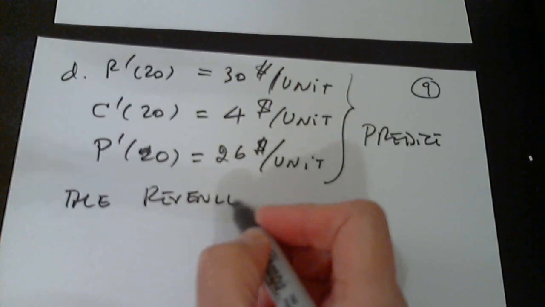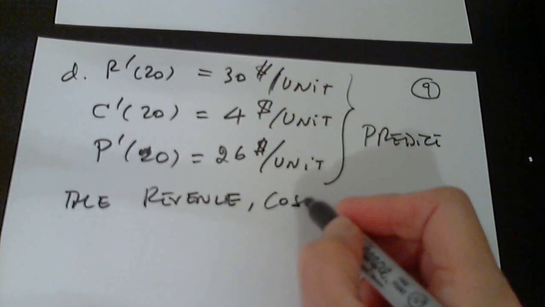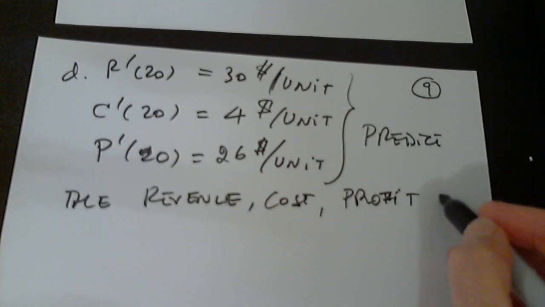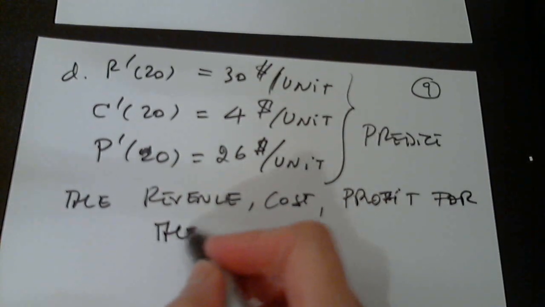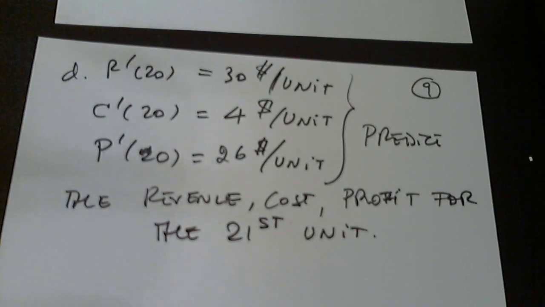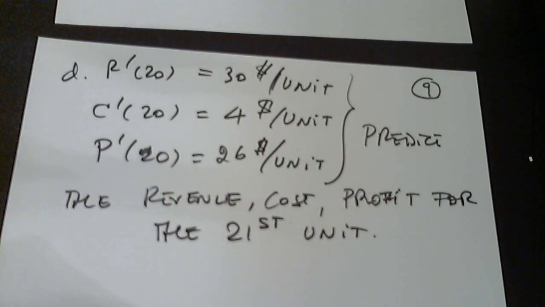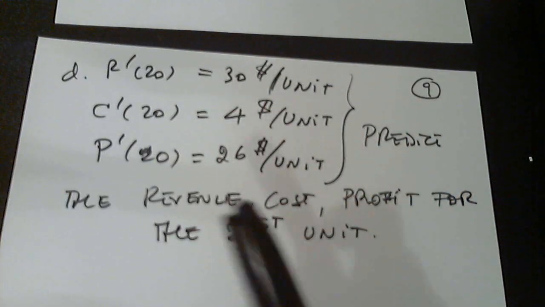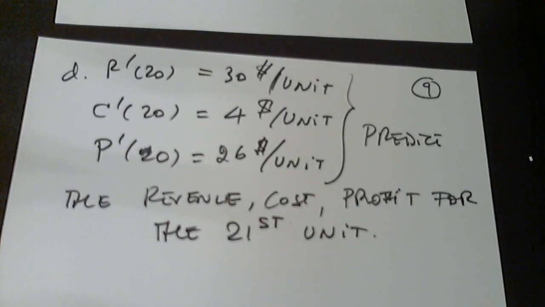So all these predict the revenue, cost, profit, respectively, for the 21st unit. Again, all these numbers predict, approximately of course, the revenue, cost, and profit of the 21st unit.